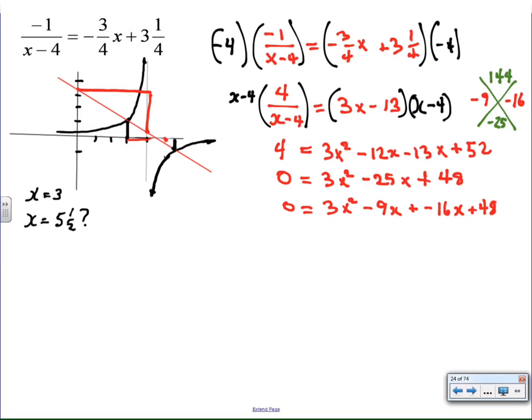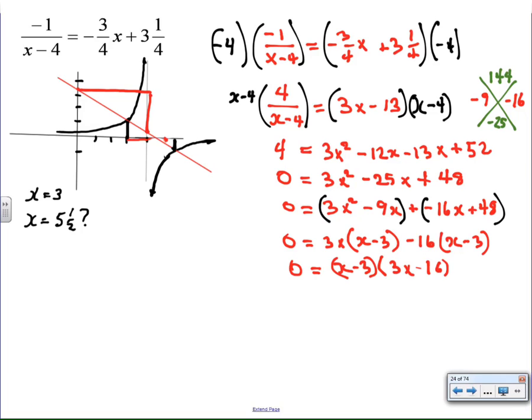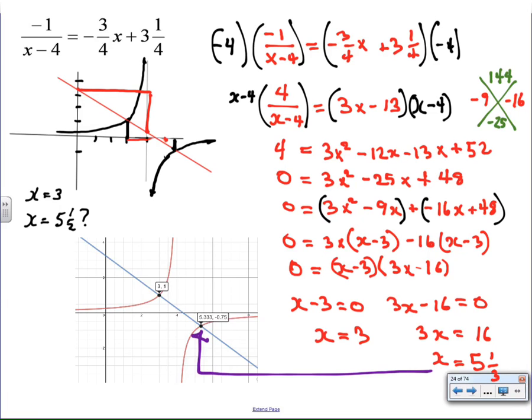The rest of this is review, factoring, solving by factoring. So hopefully this is rudimentary at this point. Nonetheless, I find the two solutions, 3 and 5 1/3. And by checking with Desmos, I verify that I do in fact have the correct solutions. You could also improve your algebra skills considerably by substituting 5 1/3 into the original equation and seeing if it works. So thank you. Have a great day.